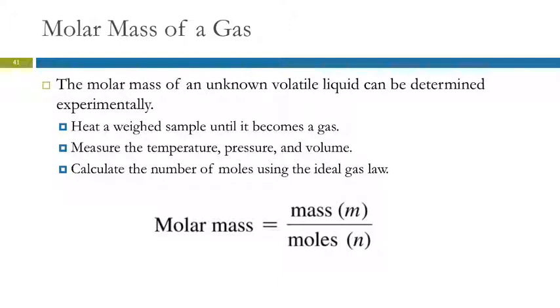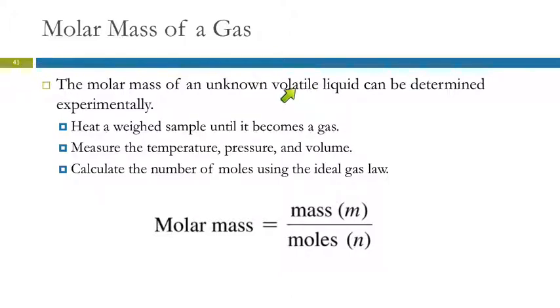One of the cool things about gases is that you can figure out what their molar masses are without using high-tech equipment like a mass spectrometer. The molar mass of a gas is easier to determine because you can figure out how many moles of gas you have by measuring the pressure, the temperature, and the volume of the gas. We're going to do this in lab, I think it's next week, experiment 5A.